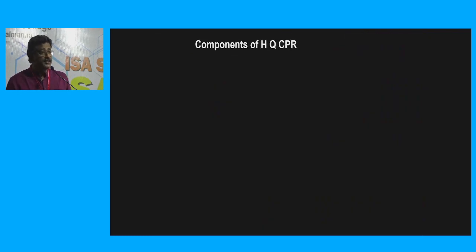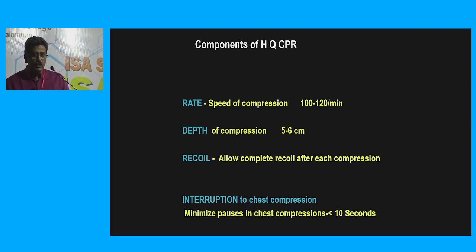Now, components of high quality CPR. Can you tell what the components of high quality CPR are? What do you know of? Depth of the compression, yes. What should be the depth? It should be 5 centimeters, or 2 inches, to 6 centimeters depth, rate 100 to 120 per minute.